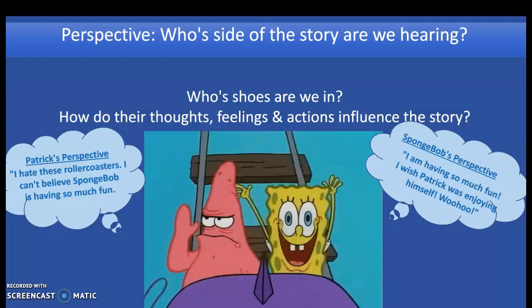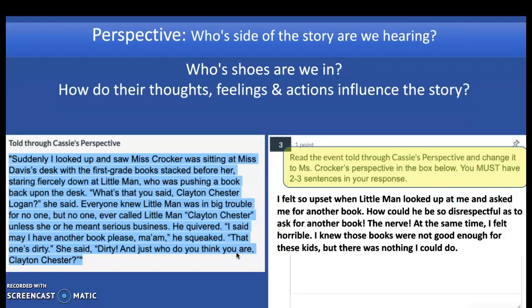And his perspective, his side of the story, is, I'm having so much fun. I wish Patrick was enjoying himself. Woohoo! Right? So there are two different perspectives, two sides of the story. And their thoughts, feelings, and actions can influence the way that we understand what's going on here on this roller coaster. So now we're going to think about Roll of Thunder, Hear My Cry. We're going to read an excerpt from Cassie's perspective. Our whole book is told from Cassie's perspective.